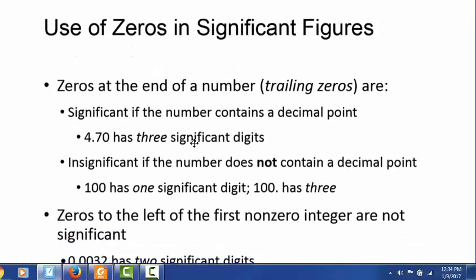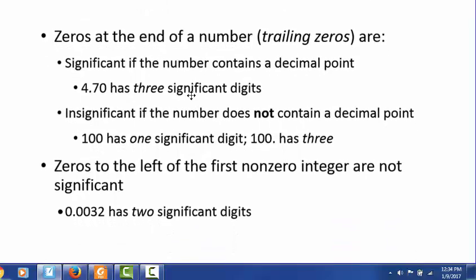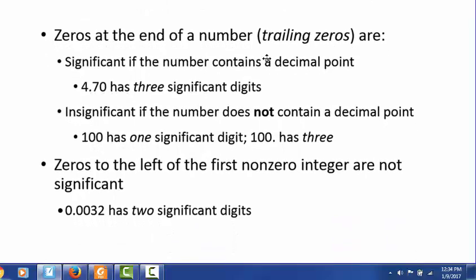What if they are at the end? So zeros at the end of a number, also called trailing zeros, are significant only if there is a decimal point. So, for example, 4.70, there is a decimal place. If there is a decimal place, then that trailing zero is significant. So 3 significant digits. If there is no decimal anywhere in the number, then trailing zeros do not count. So 100 has just one significant digit. These zeros do not count because there is no decimal.